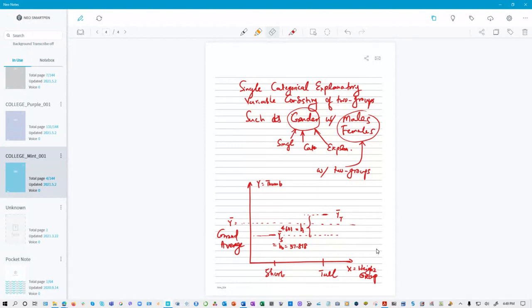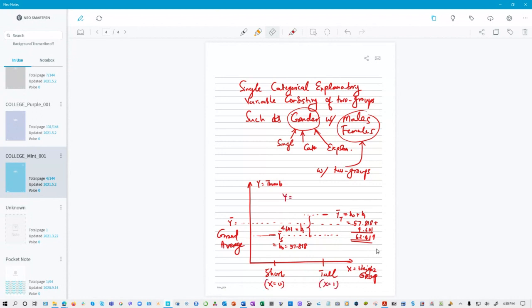Therefore y bar tall is nothing but B naught plus B1. B naught is 57.818 plus 4.601, so that would be 62.419. So for short it's going to be x equals 0, and for tall it's going to be x equals 1.